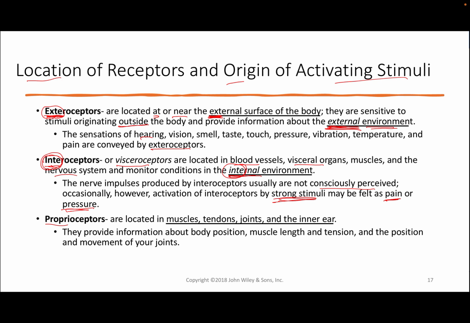Our third type of location classification is called proprioceptors. These are going to be located specifically within muscles, tendons, joints, and the inner ear. These exist to provide information about your body's position. Where is your body in relation to gravity? How long are your muscles, and what's the tension being applied to them? What's the position of your joints, and the movement and range of motion that you have for those joints? That is all going to be covered under these proprioceptors.